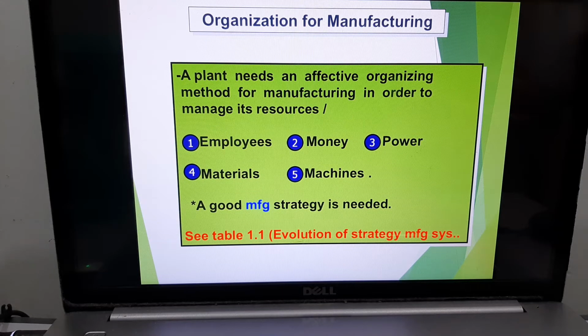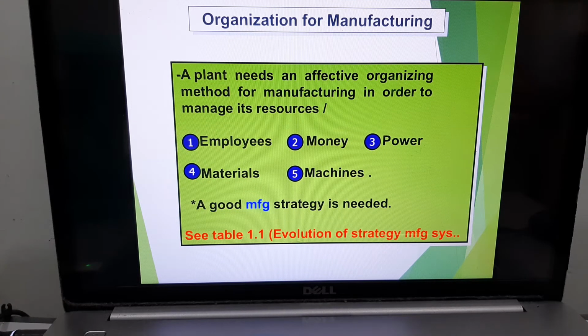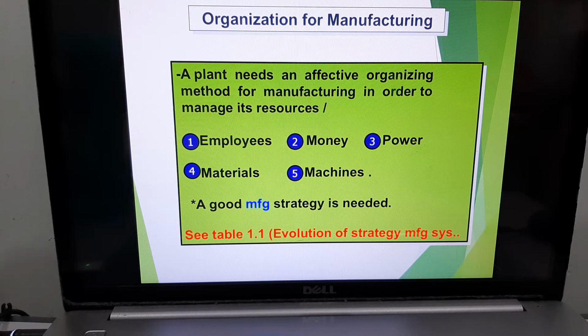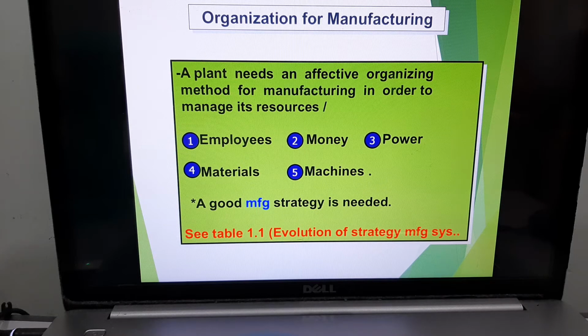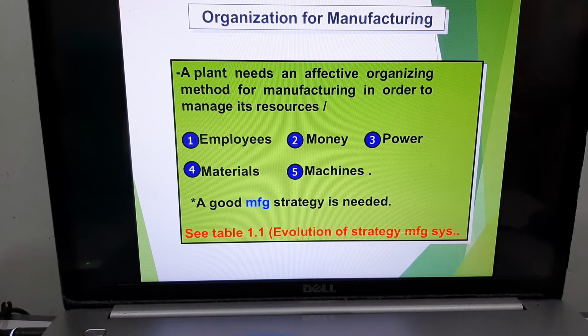So input will involve everything that is needed for you to begin a manufacturing process. You need raw material, you need money, you need workers, labor to conduct the task, you need equipment, you need machines. All these are needed in order for you to start a manufacturing process.